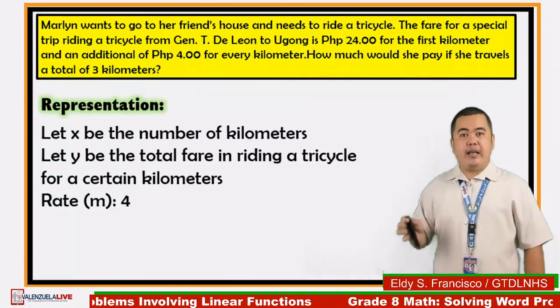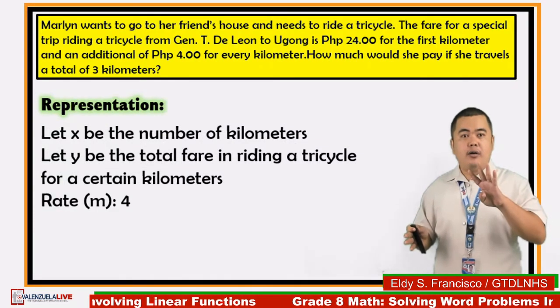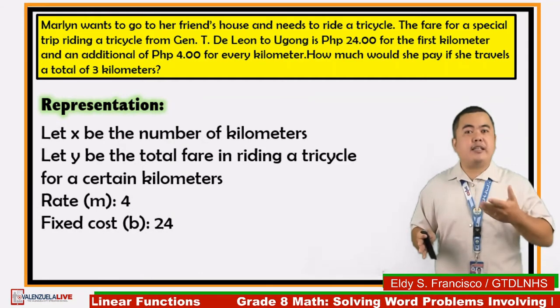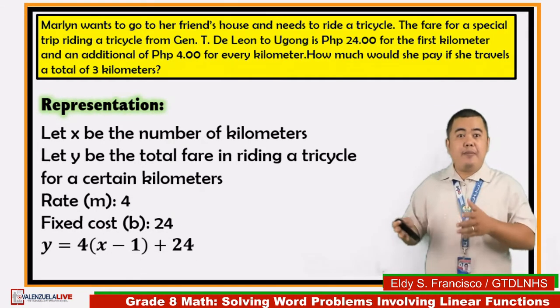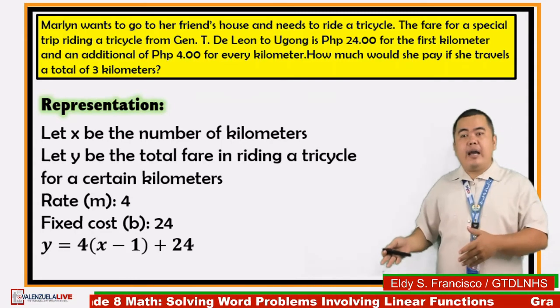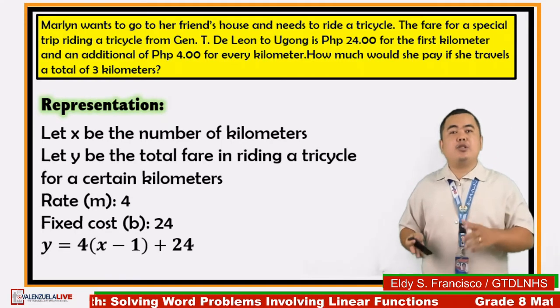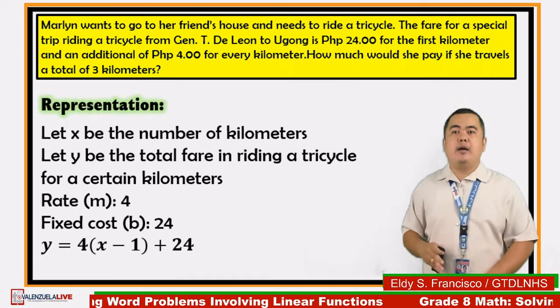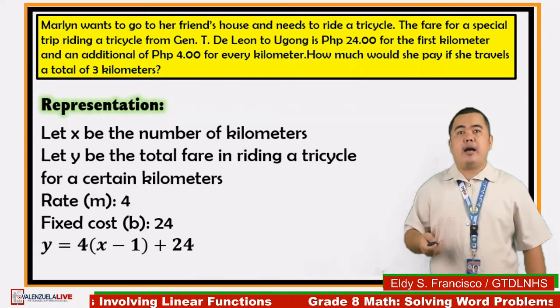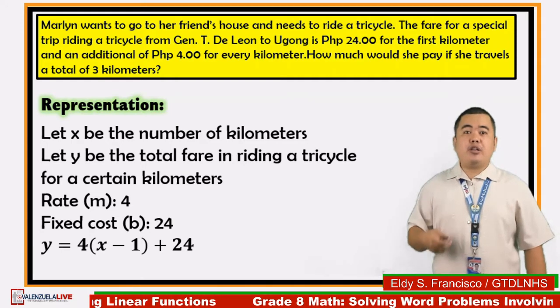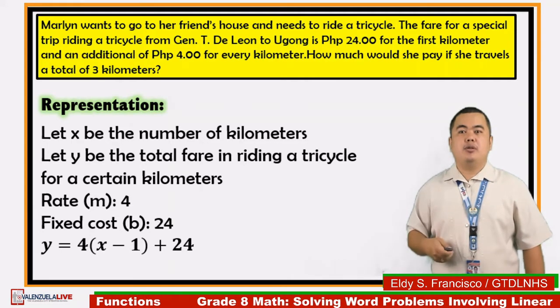And our rate is 4. And our fixed cost is 24. Then we will have now an equation of y equals 4 times quantity x minus 1 plus 24. Minus 1 because we need to subtract the first kilometer from the total kilometers.